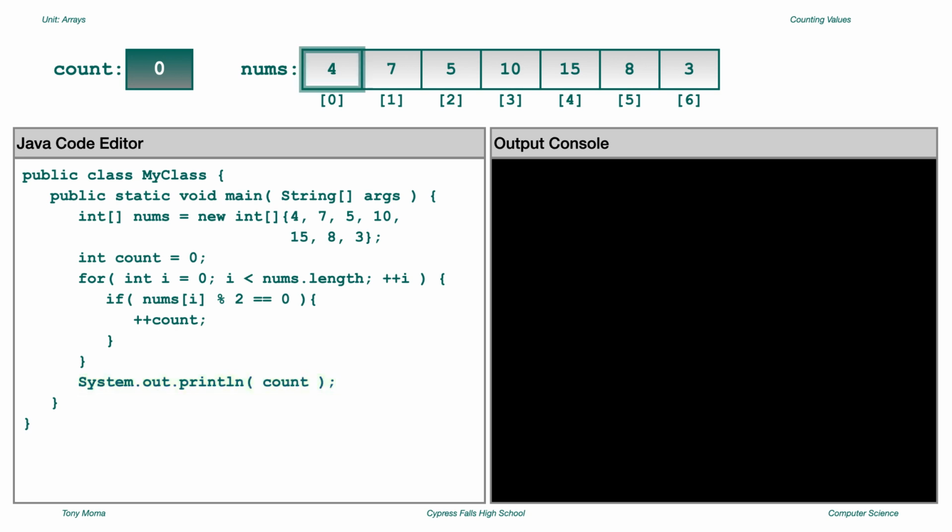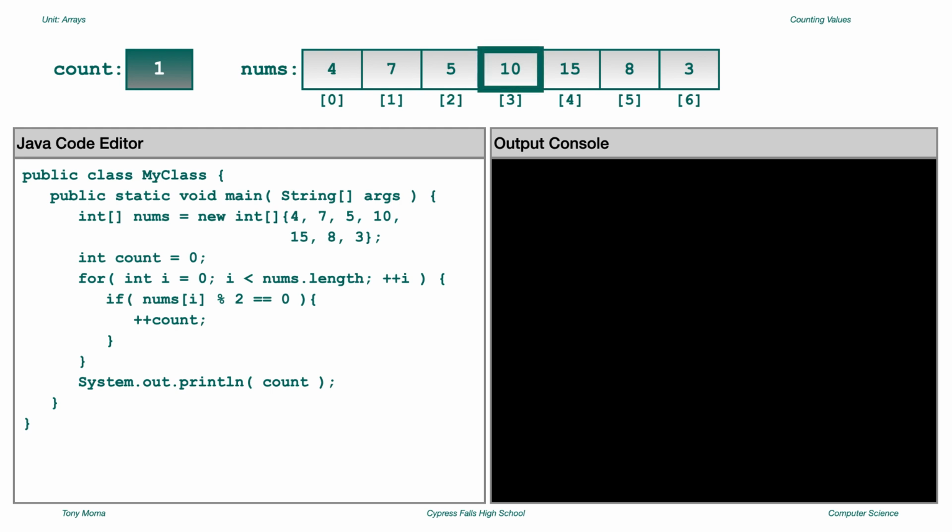We start with i equal to 0. The value at index 0 is 4. Does 4 modulus 2 equal 0? Yes, it does, because it's even, so we increment the count variable. Next, i equals 1. Does 7 modulo 2 equal 0? No, it does not, so we do nothing. Next, i equals 2. Does 5 modulo 2 equal 0? No, it does not, so we do nothing.